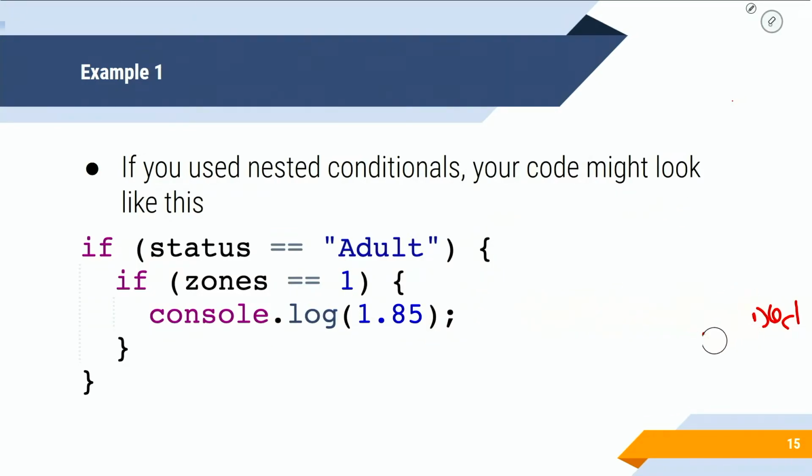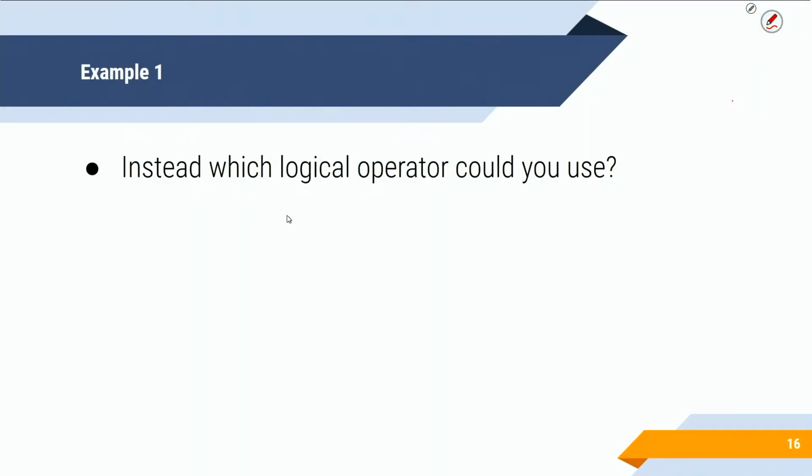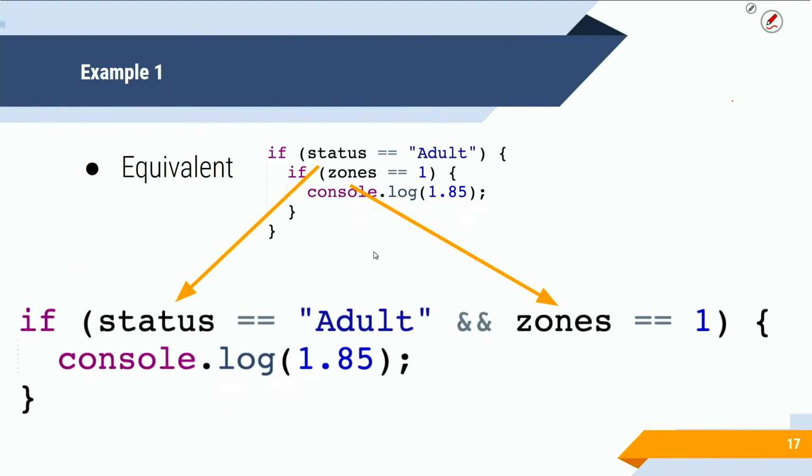If you were to use nested conditionals, your code might look something like this. As we've done in previous lessons, if status equals adult, then inside of that we would have if zones equals 1. That's one way to do it. Instead, if we use logical operators, how could we join these together? The answer is that we would use the AND, which is ampersand, ampersand. Let's take a look at what that code would look like here.